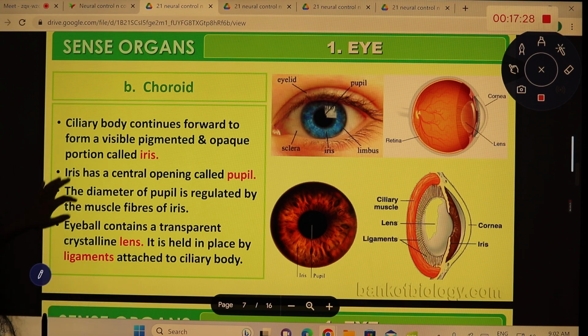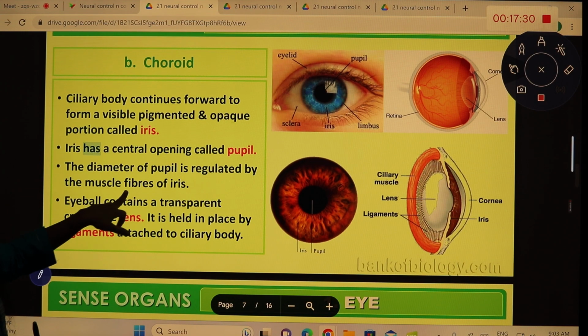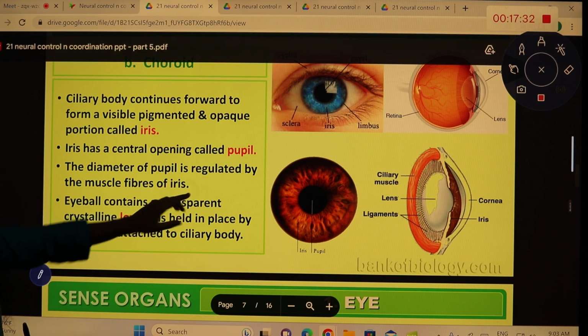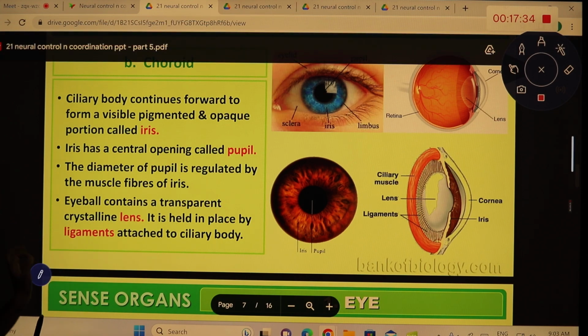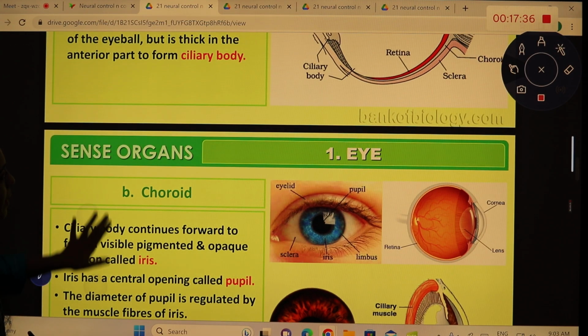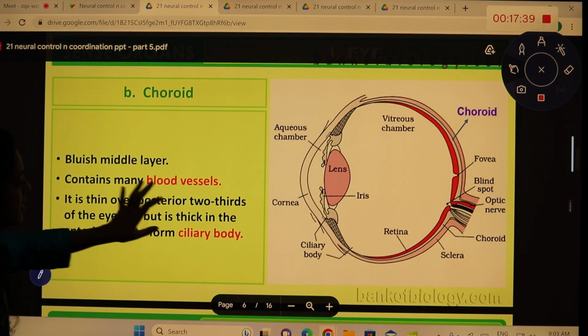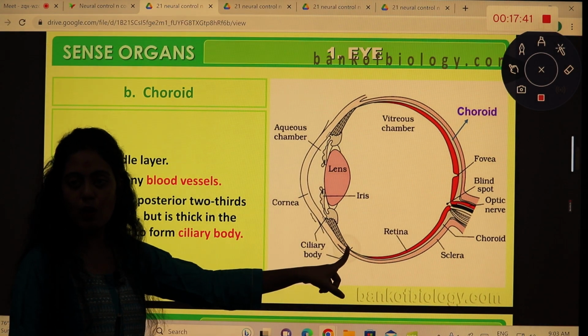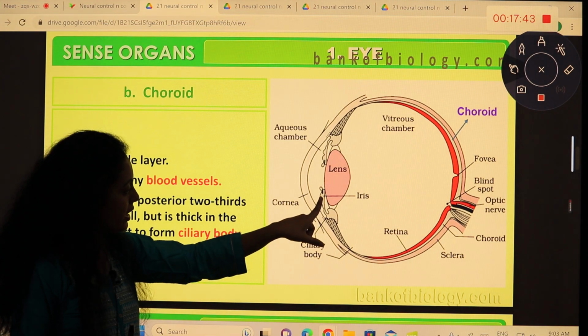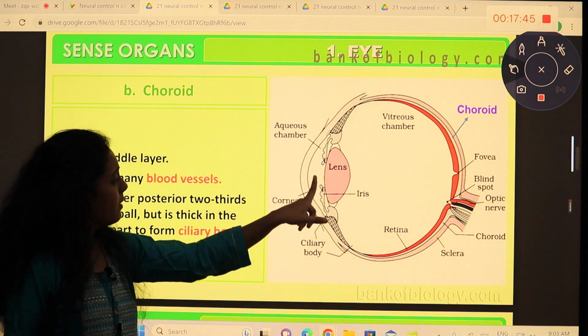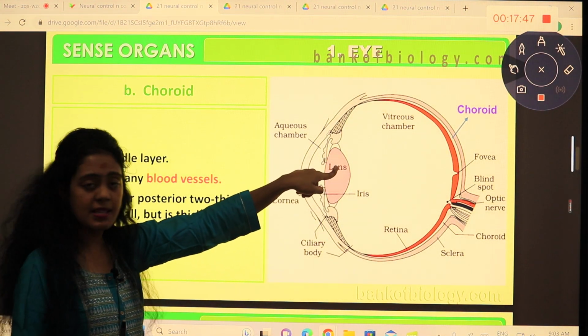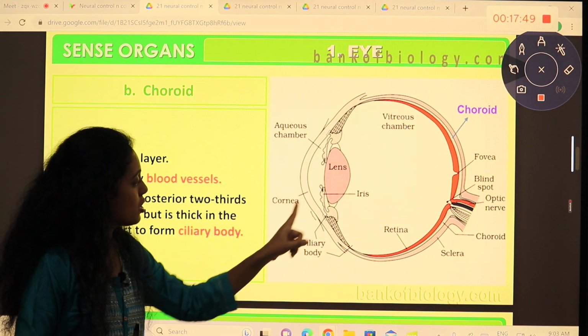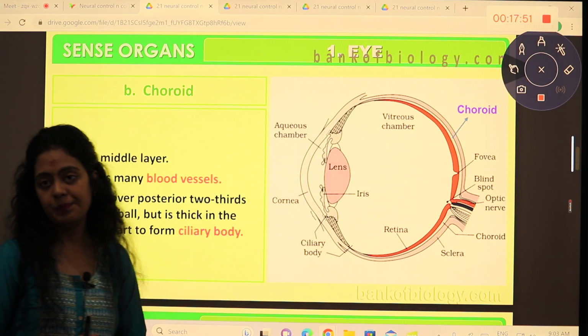Okay, yes. So the diameter of the pupil is regulated by the muscle fibers of the iris. So the eyeball contains a transparent crystalline lens. I will go back to this picture, you will understand it better. So here you can see the ciliary body, all of you. In front of the ciliary body, can you see the iris? Okay. Behind the iris, can you see the lens? Okay. So this is the structure of your choroid.